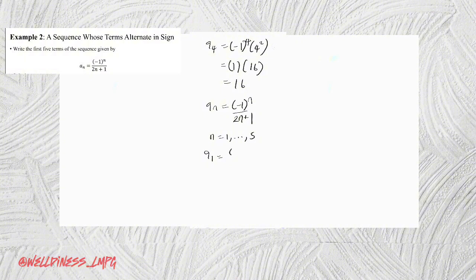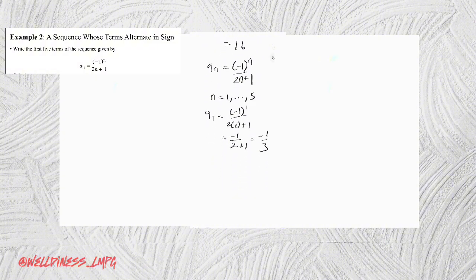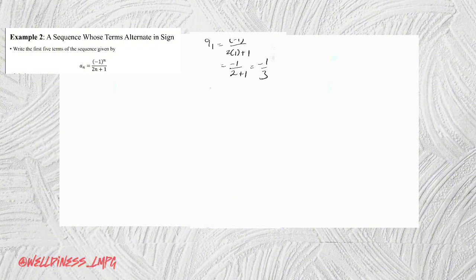So for us to find our a1, all we have to do is substitute 1 into minus 1 raised by n over 2n plus 1, and that will give us minus 1 raised by 1, which will give you minus 1, and 2 times 1 plus 1, which will give you 2 plus 1, and you are going to arrive at minus 1 divided by 3 as your final answer. Now for a2, all you have to do is put 2 everywhere you see n, and that will be minus 1 raised by 2, then 2 times 2 plus 1, and we all know that minus 1 times minus 1 will give you 1, and 2 times 2 will give you 4.